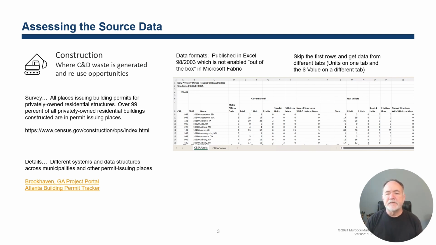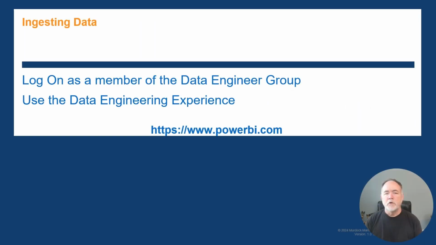The data in the Excel spreadsheets use two different tabs. We don't have a typical table that has the header in the first row and a bunch of rows neatly aligned, and the field names contain spaces and special characters. Fabric doesn't like that. So let's begin by logging in as a data engineer.